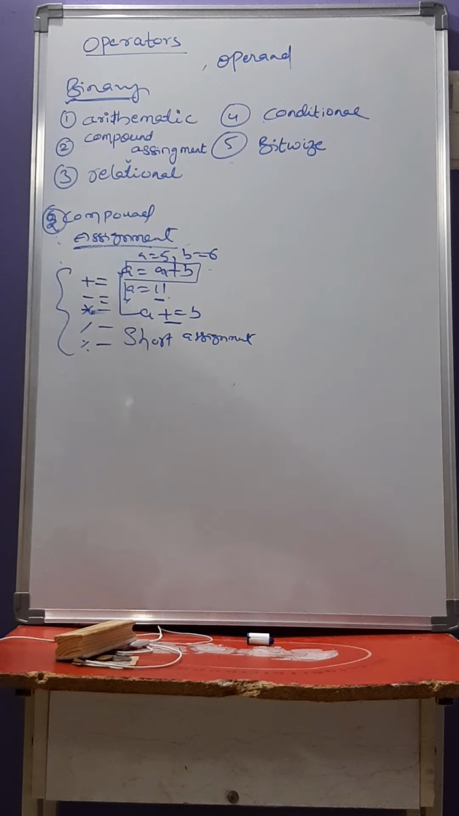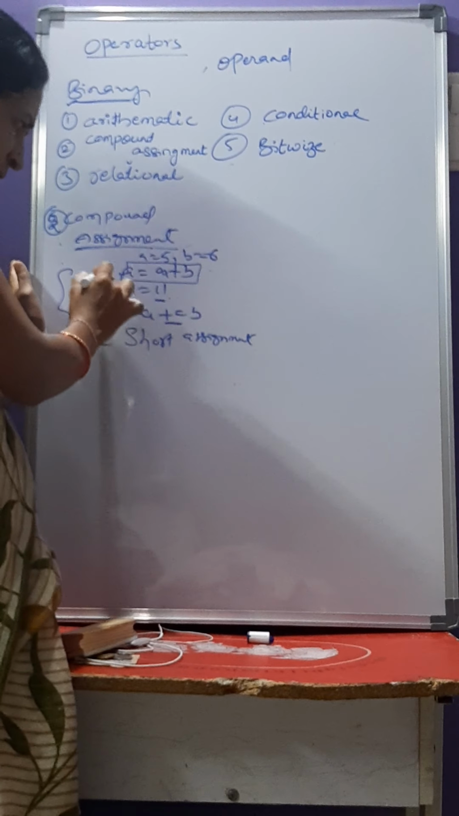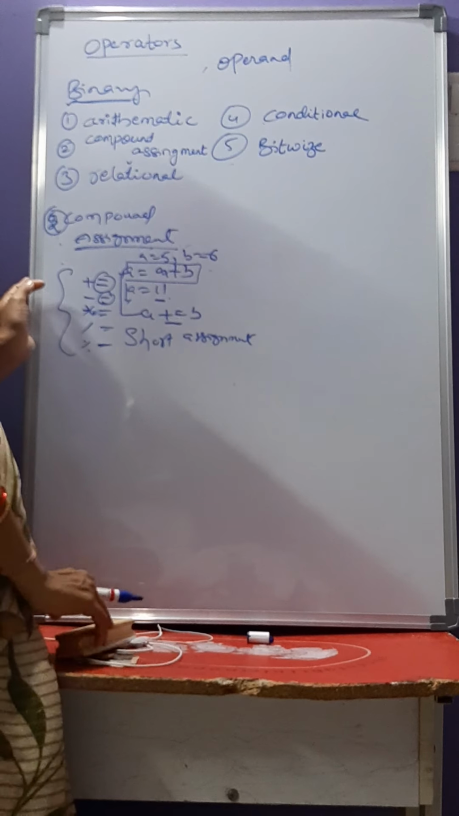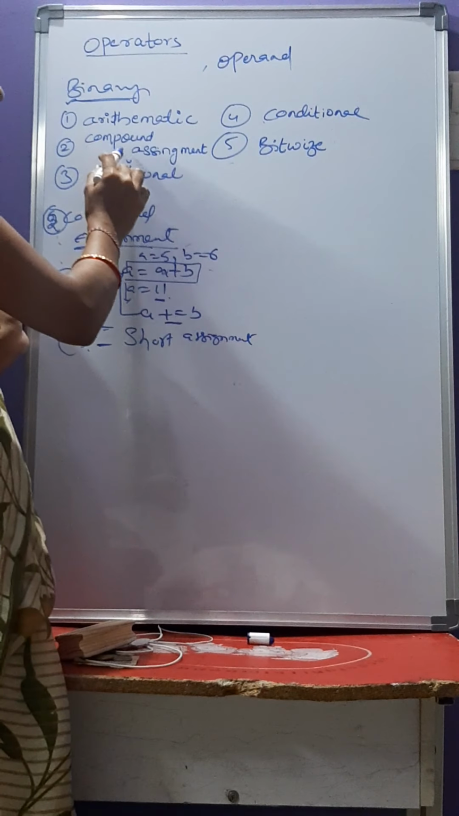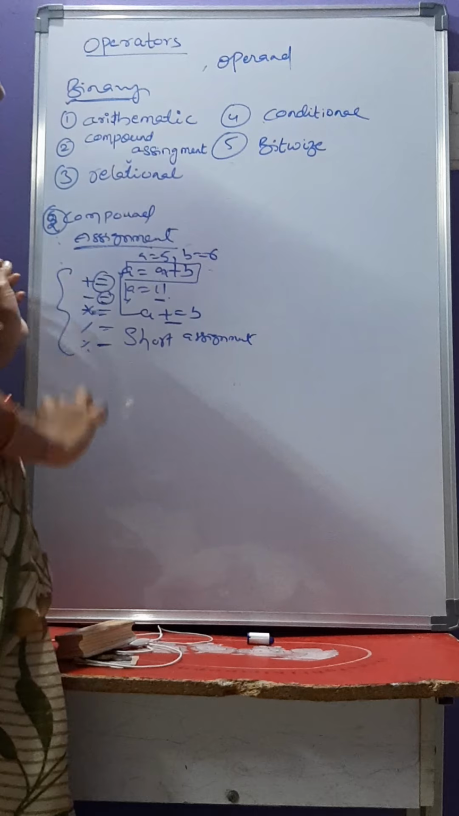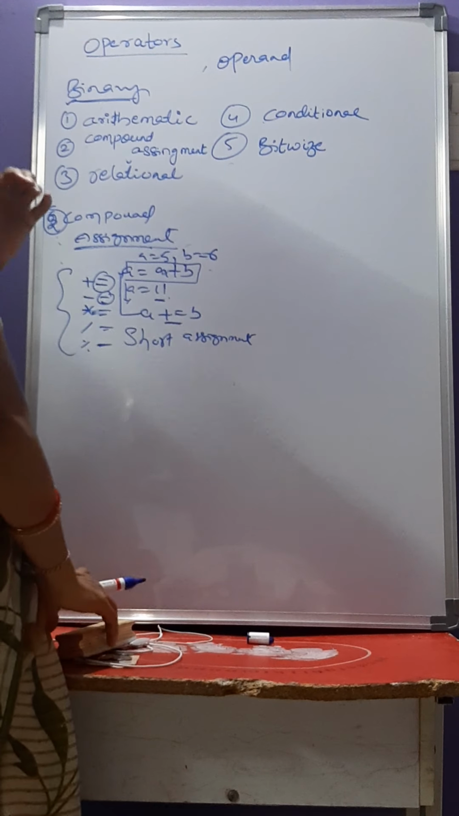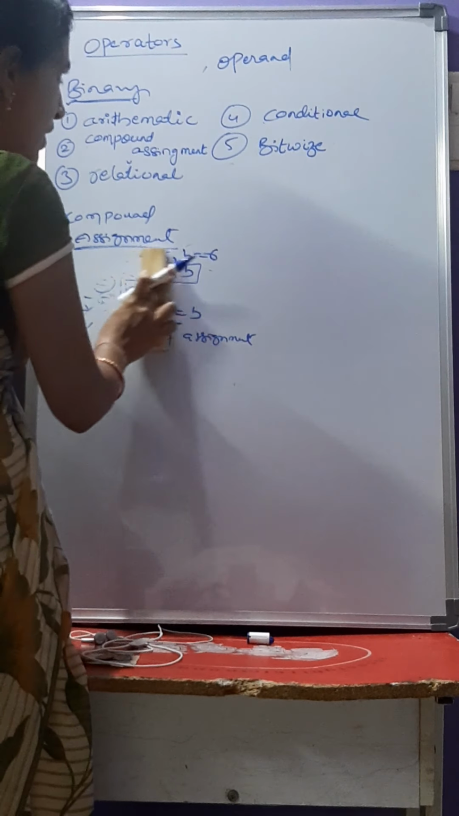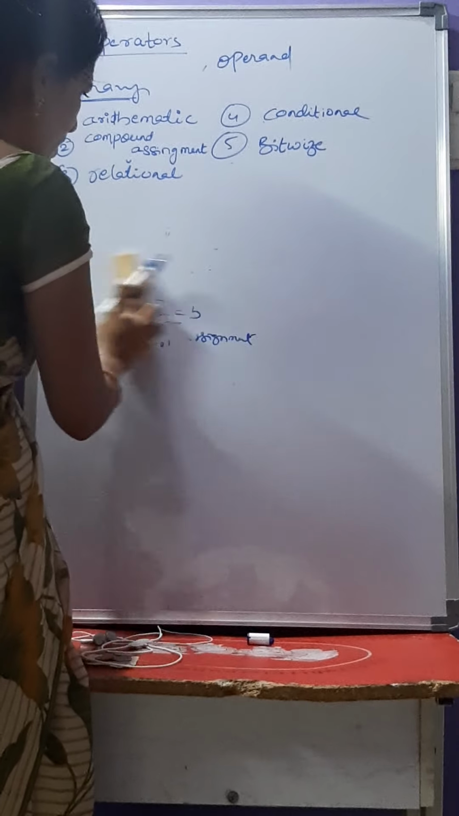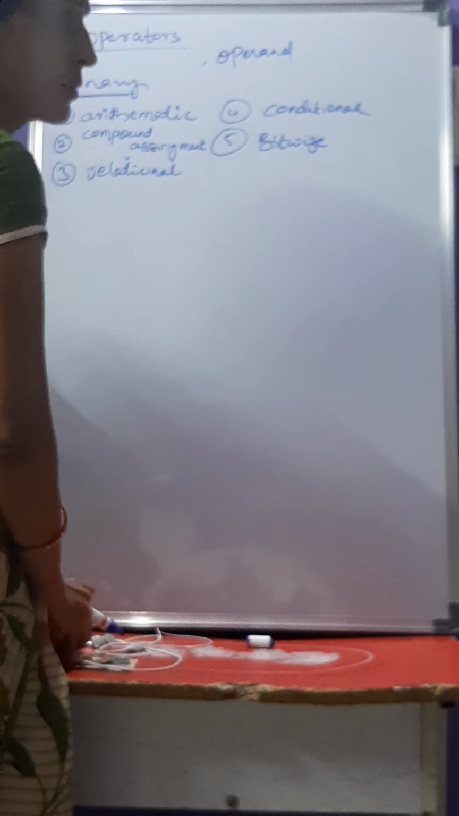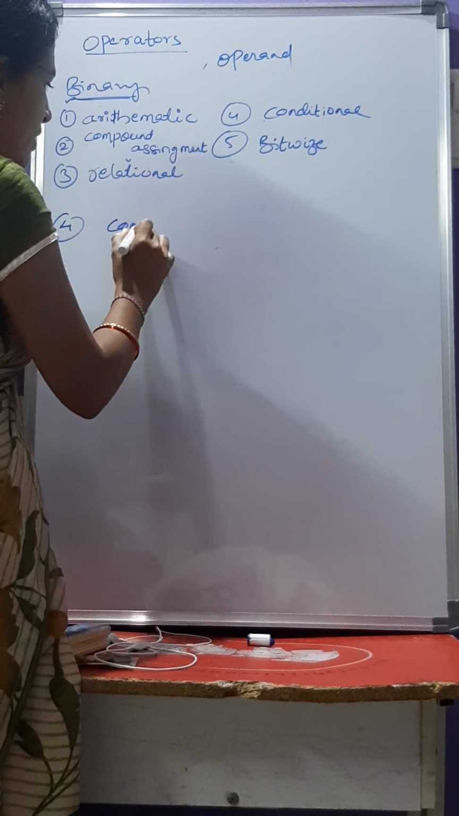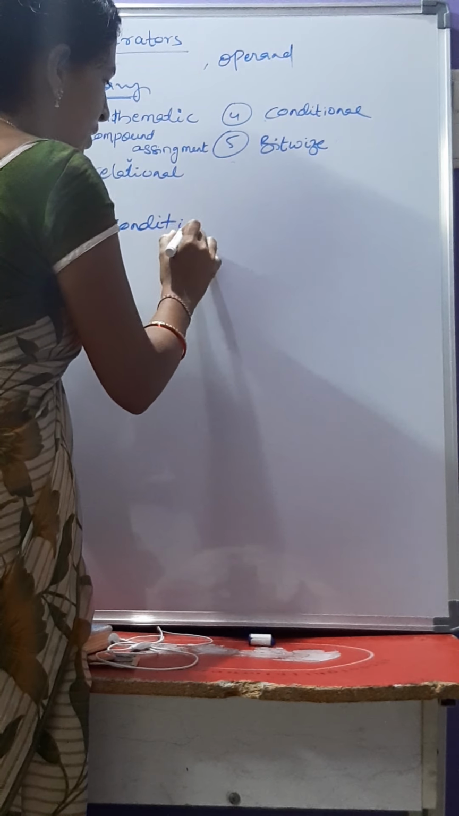Like this, each and every operator is suffixed with the symbol equal to, and this is called a compound assignment operator. We can use it with arithmetic operators, conditional operators, and bitwise operators also. And next, another one is the conditional operators. The fourth one is the conditional operators or Boolean operators.